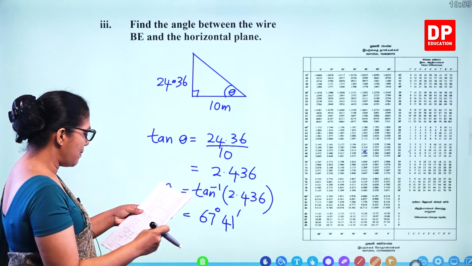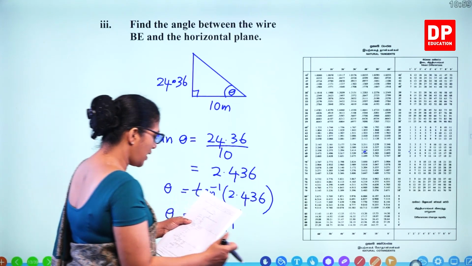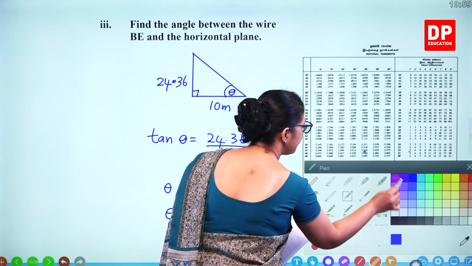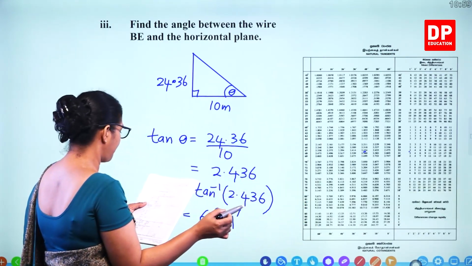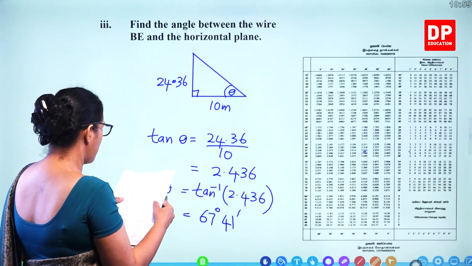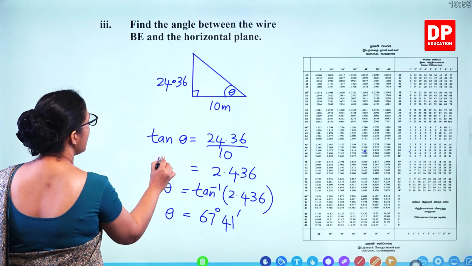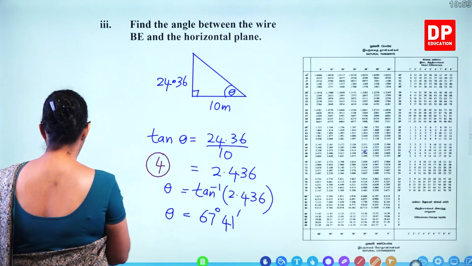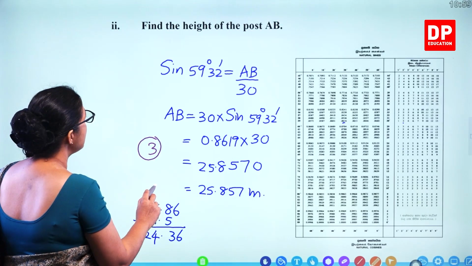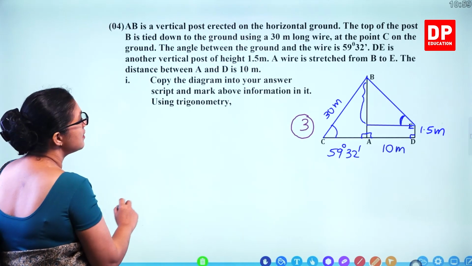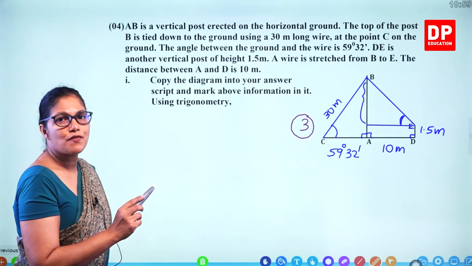So we'll see how many marks. So you get 4 marks for that. So you have to divide by 10 and getting all these, 4 marks for that. So we gave 4 here, 3, 7, and 3, 10 marks for the whole question.